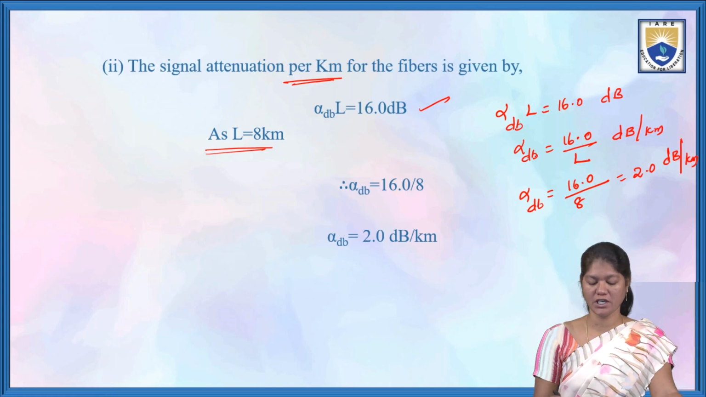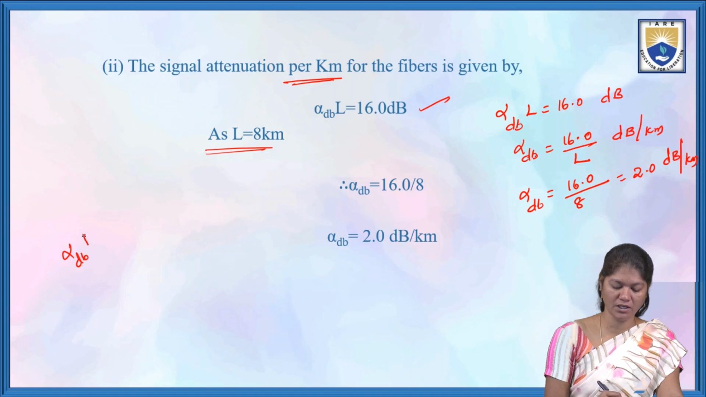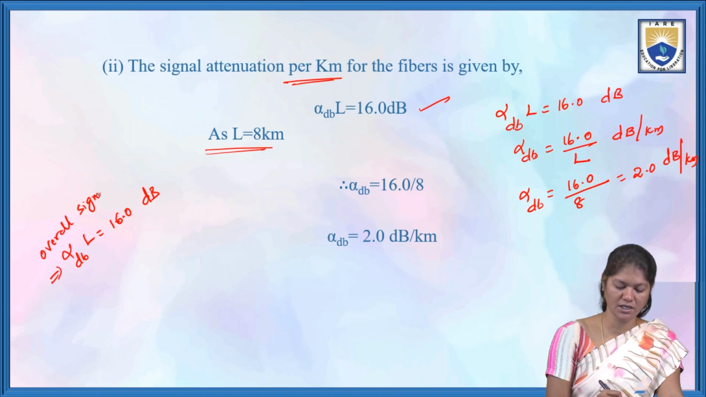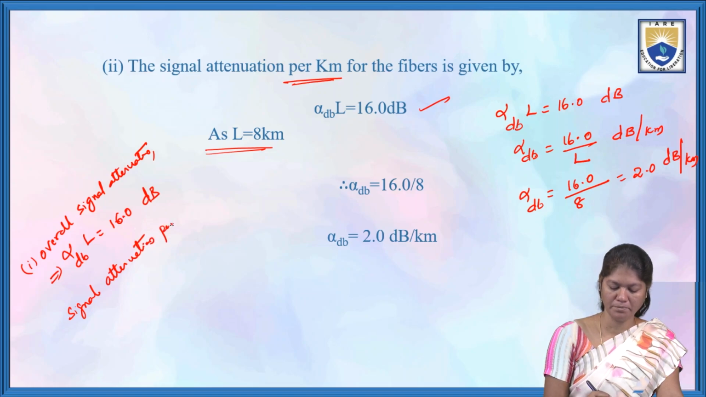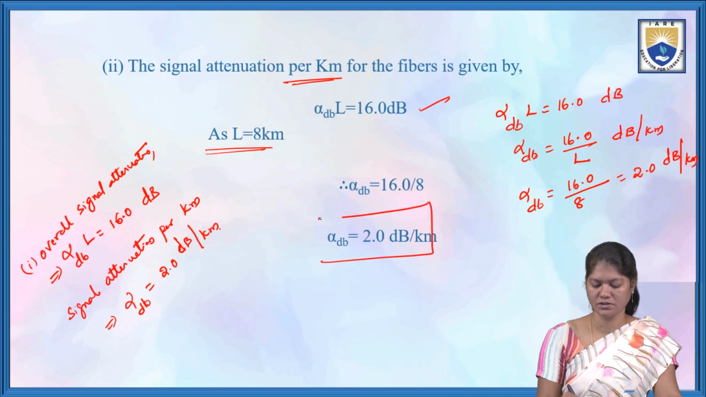So the overall signal attenuation is alpha dB L, equal to 16.0 decibels. This is the overall signal attenuation. And the signal attenuation per kilometer, we get alpha dB equal to 2.0 decibels per kilometer. So there we go.